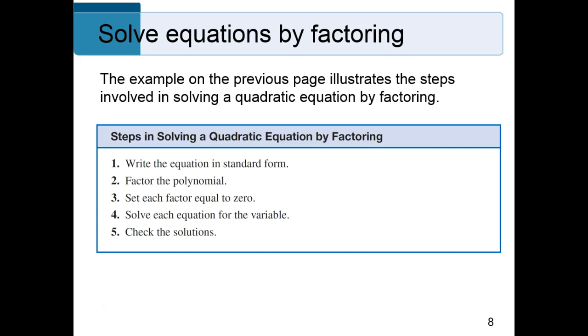Once you've factored it, set each of those factors equal to 0, because in standard form, the whole polynomial is equal to 0. So if you factored it, set each factor equal to 0 by the zero product principle. Then solve each equation for the variable. They're linear equations now, maximum exponent 1. Solve for x. And then, as we just saw, check the solutions.